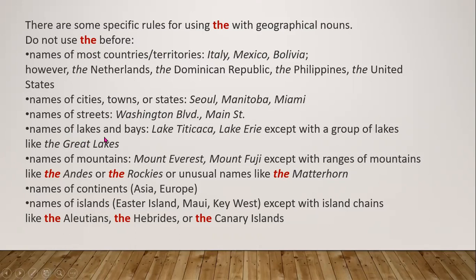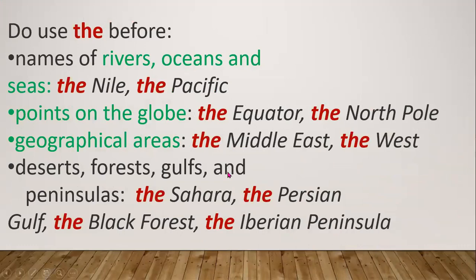And then names of lakes and bays. Lake Titicaca, is it not? Lake Titicaca, Lake Erie, except with a group of lakes like the Great Lakes. So when there is a group of lakes, in that case, you can make use of "the". And names of mountains, you shouldn't make use of "the", but with ranges of mountains, you can use "the". And for continents, no, not at all. And then for islands, no. Again, if it is a chain of islands, then in that case you can make use of "the". Right.